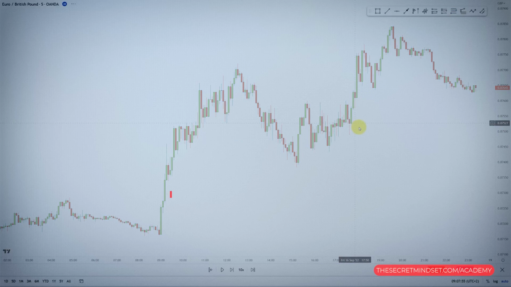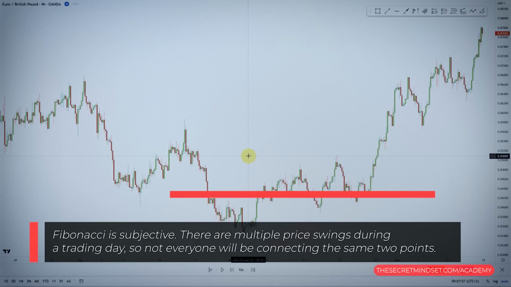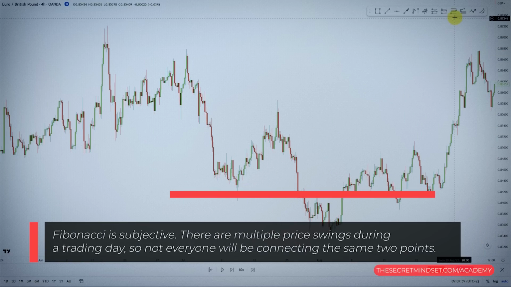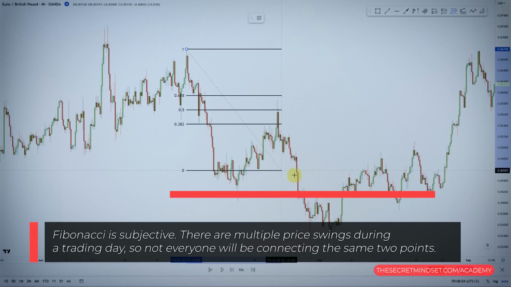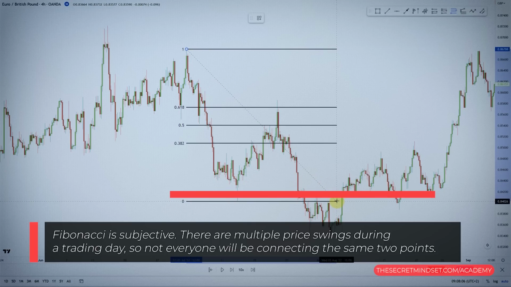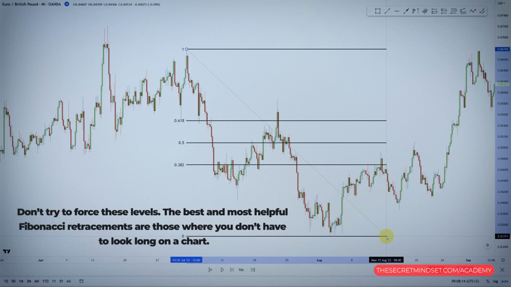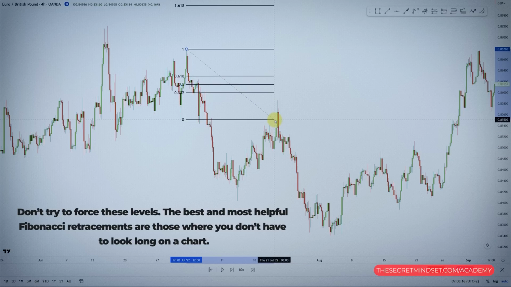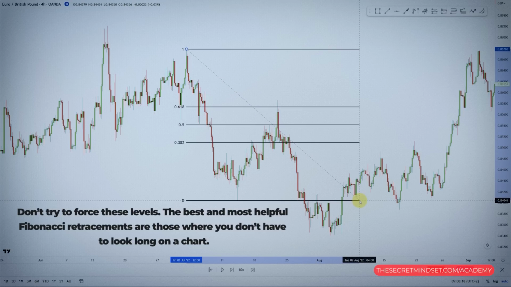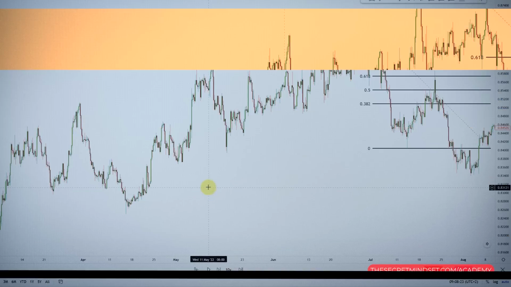Many traders dislike Fibonacci because this tool is subjective. There are multiple price swings during a trading day, so not everyone will be connecting the same 2 points. The 2 points you connect may not be the 2 points others connect. That's why you shouldn't try to force the levels. The best and most helpful Fibonacci retracements are those where you don't have to look long on a chart.